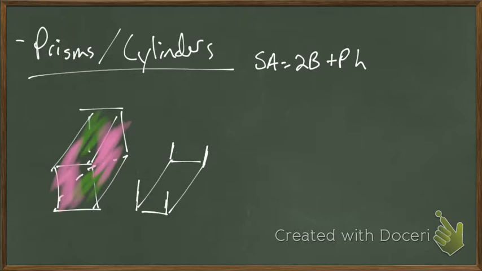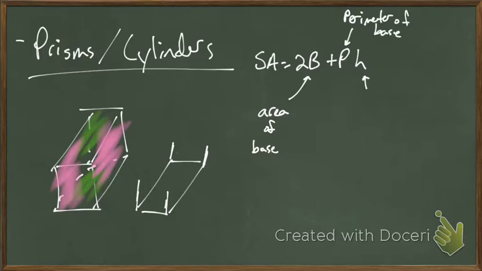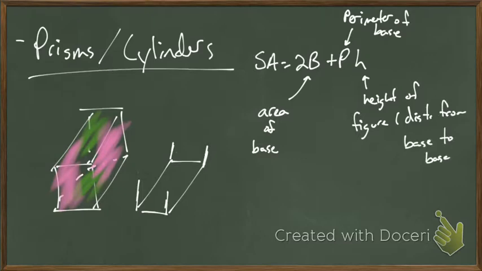Now this equation, the capital B is area of the base. The capital P is perimeter of the base. And the height is the height of the figure, which would be the distance from base to base. That's what the height is, the distance from base to base, if we're talking prism and cylinder. So you can imagine the cylinder being the same, right?